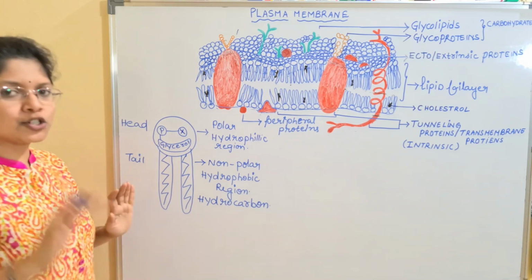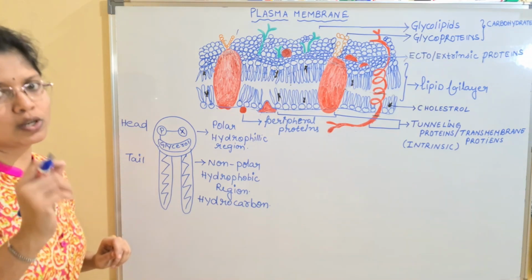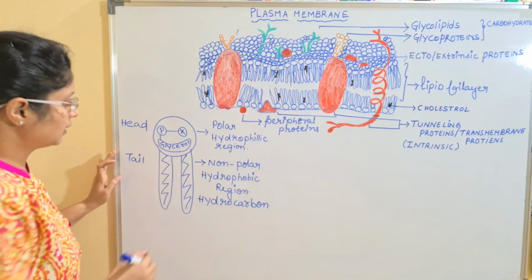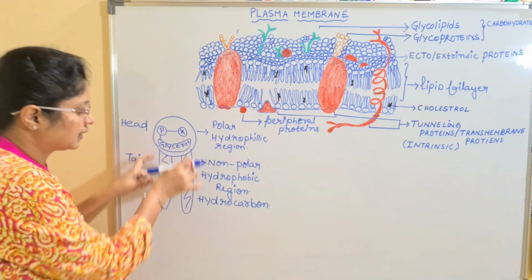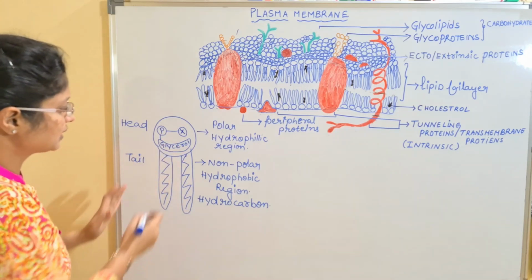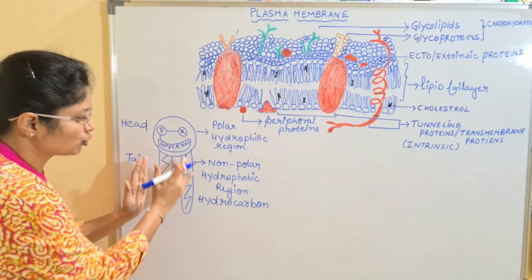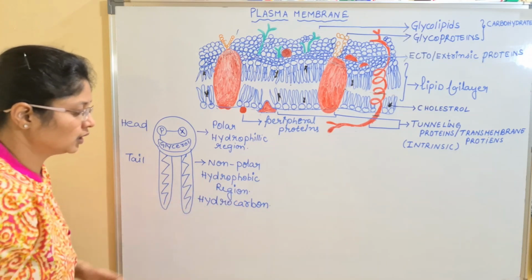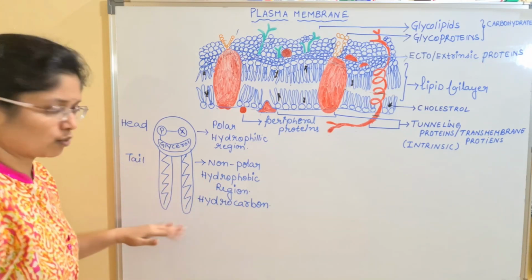So look at this. This is a general structure of the phospholipid molecule which I have given. Now I will be discussing the type of lipids present here. So we will have the tail region. We have two tail regions, and this region is non-polar and hydrophobic in nature due to the presence of the long chains of the hydrocarbon.